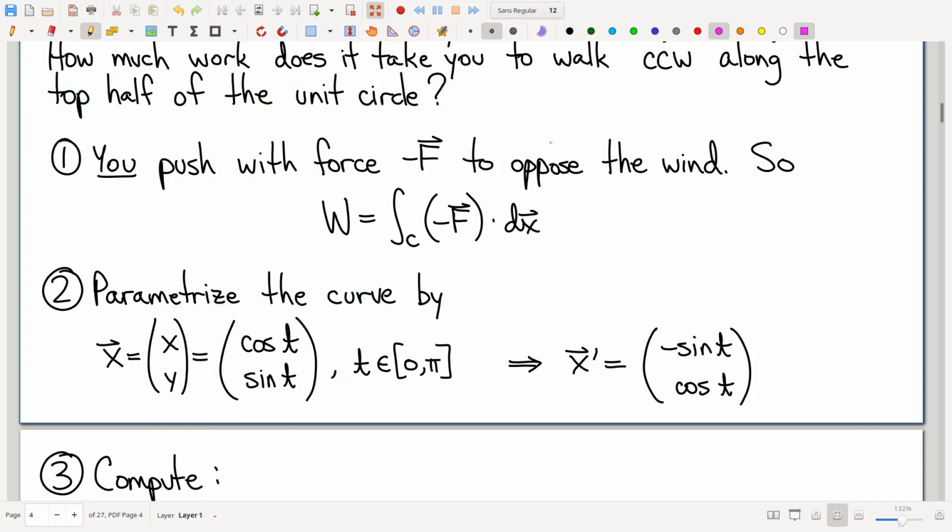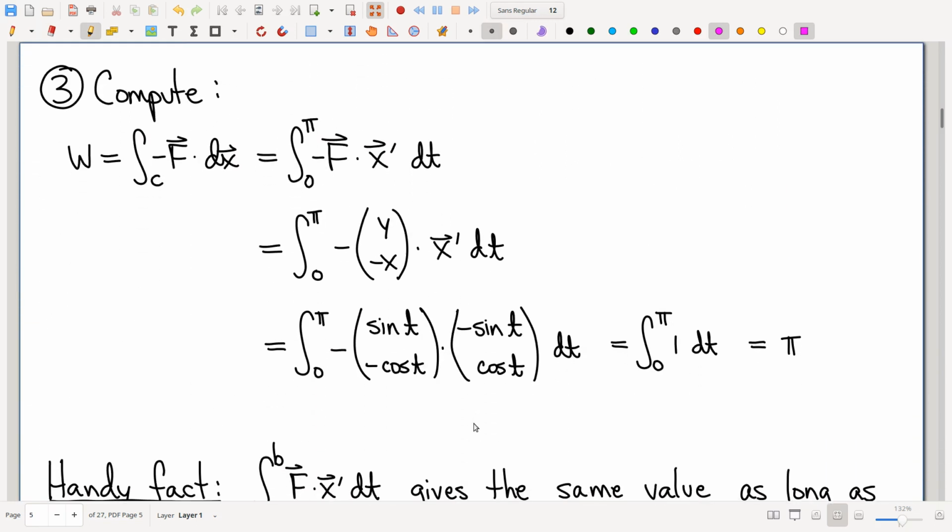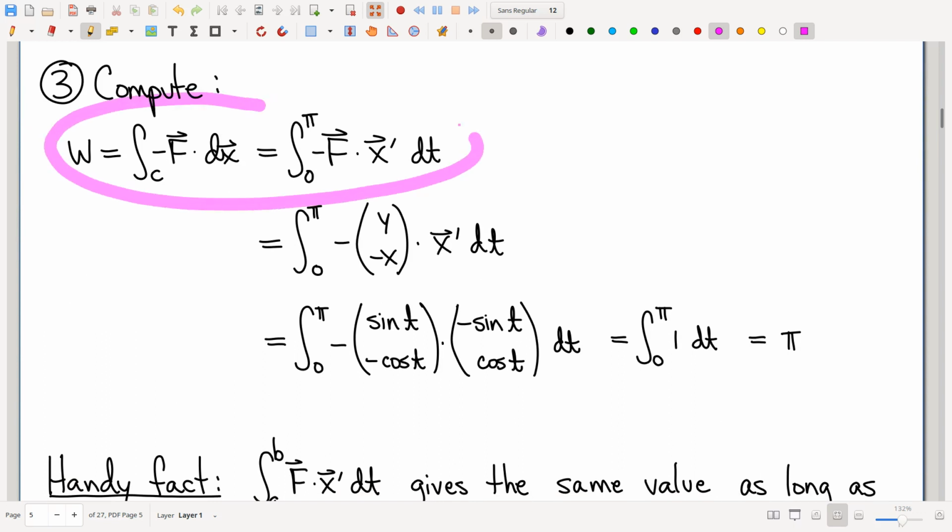All right. So per our formula up here, we're going to need to know x prime. Real easy to take that derivative. A little bit of calculus, nothing to it. We then plug into our formula, the vector line integral computed with this pullback, as it were. Note the minus sign carries along.